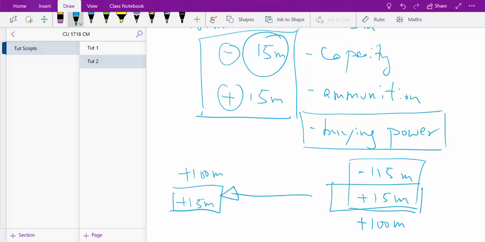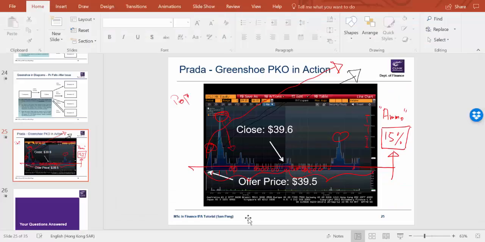Greenshoe is a kind of price stabilization. It is true, in the sense that if the IPO doesn't go well and it starts going south, you all know about north and south, then we are trying to protect the price. So it is stabilization in that regard, okay?